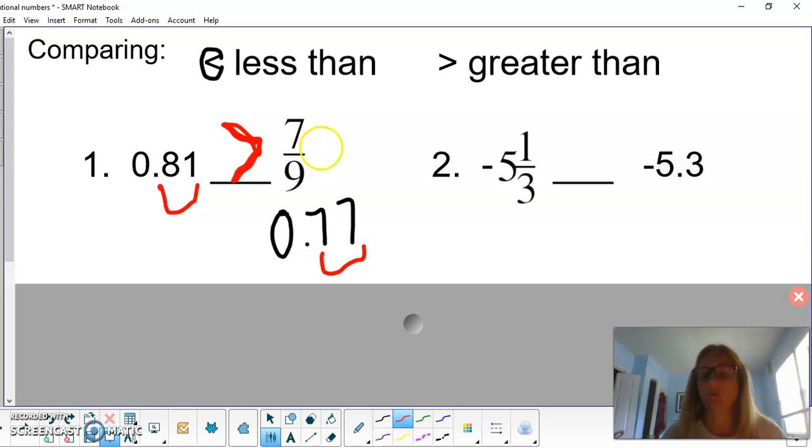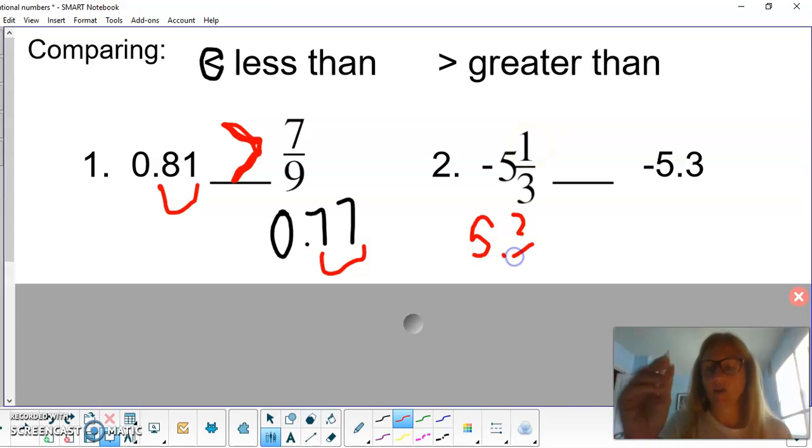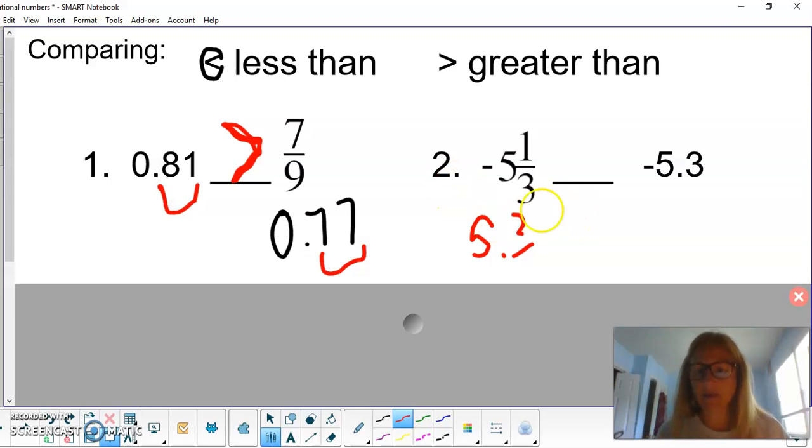Same thing here. We have 0.3. Now, remember, you don't need to make this a mixed number or an improper fraction. Just put 1 divided by 3 in your calculator. And when you do that, you get 0.3 repeating. Now, don't stop here because you might think that's equal, and it's not. So what we're going to do is extend that 1 more.